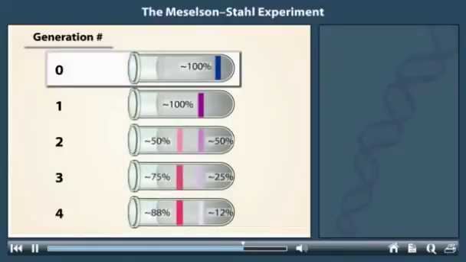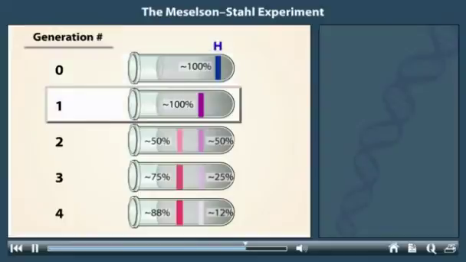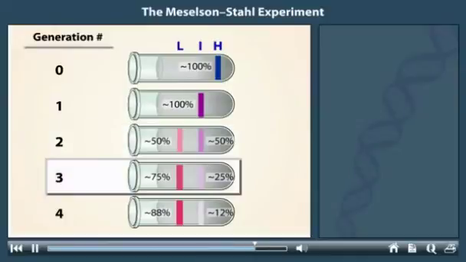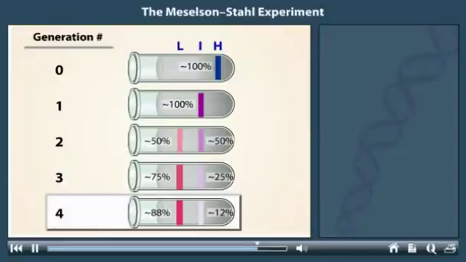In Generation 0, all of the DNA was in the heavy form. After one generation, the DNA was neither heavy nor light, but an intermediate density. After 2 generations, half of the DNA was light and half was intermediate. After additional generations, more of the DNA was in the light form and less in the intermediate form.